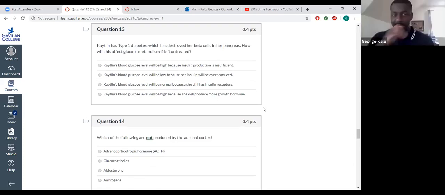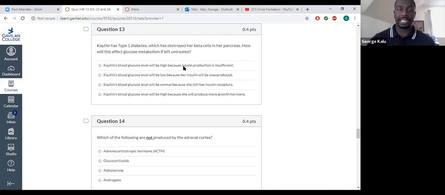All right, question 13. Caitlin has type 1 diabetes, which has destroyed her beta cells in her pancreas. How will this affect glucose metabolism if left untreated? A, Caitlin's blood glucose levels will be high because insulin production is insufficient. B, her blood glucose levels will be low because insulin will be overproduced. C, they'll be normal because she still has insulin receptors. Or D, they'll be high because she'll produce more growth hormone. What do we think here? A.